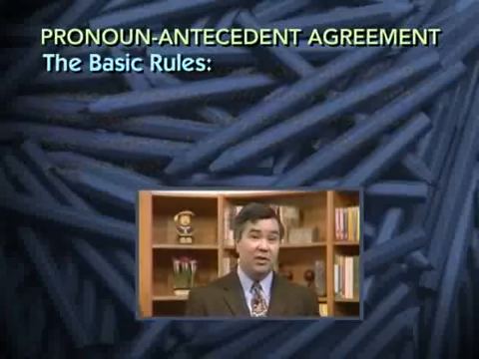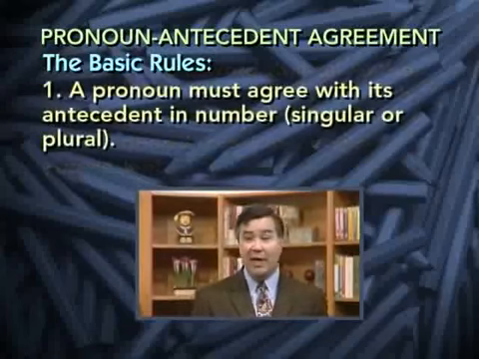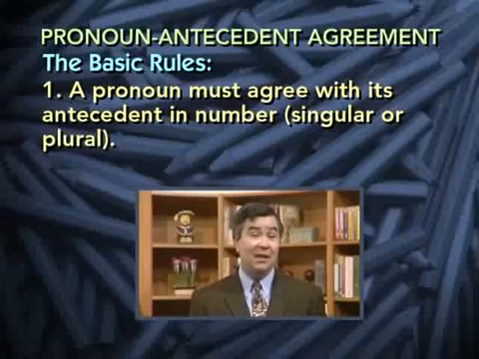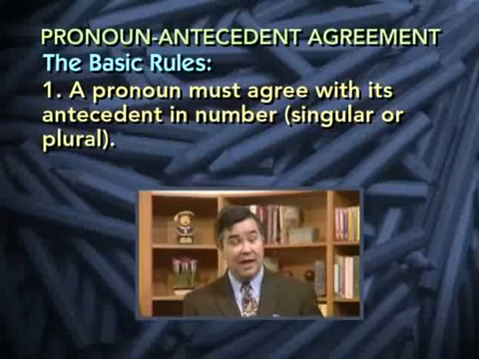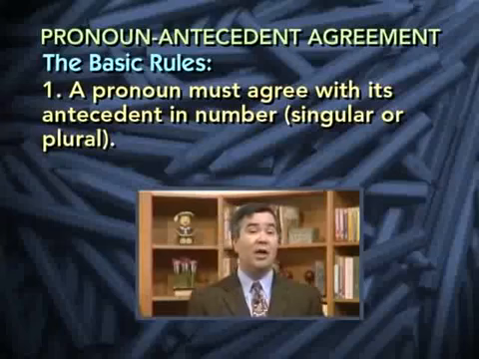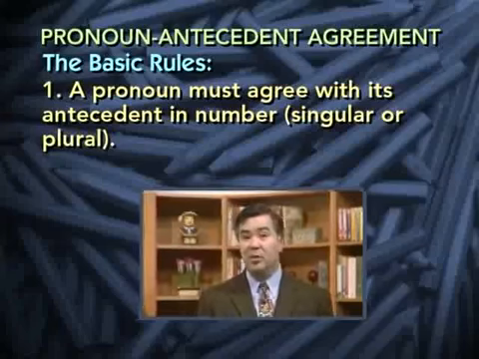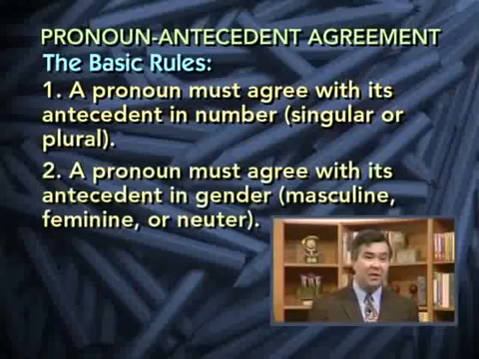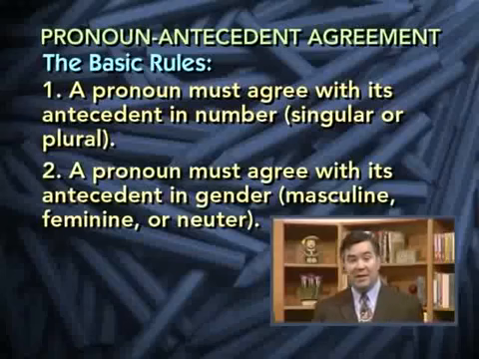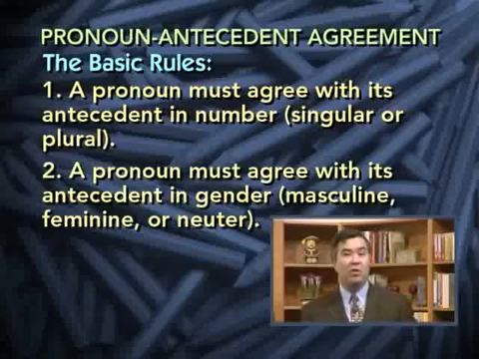The basic rules are these. First, a pronoun must agree with its antecedent in number. That is, a singular antecedent requires a singular pronoun. A plural antecedent requires a plural pronoun. Second, a pronoun must agree with its antecedent in gender. By gender, we mean masculine, feminine, or neuter.